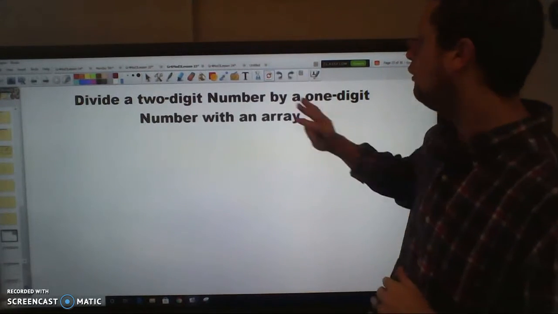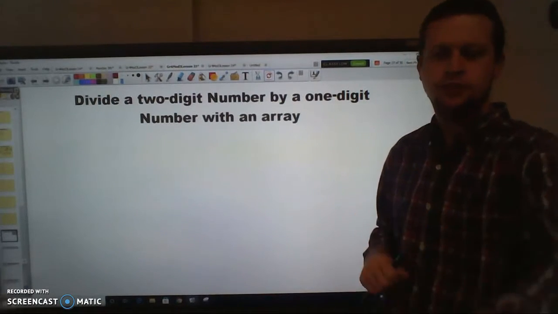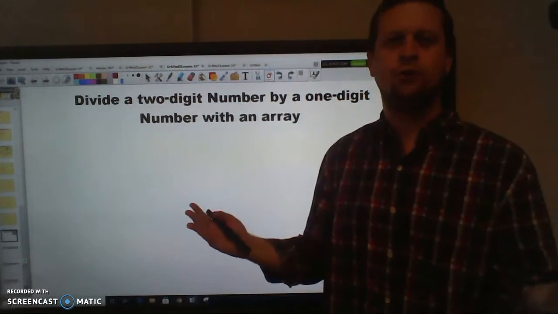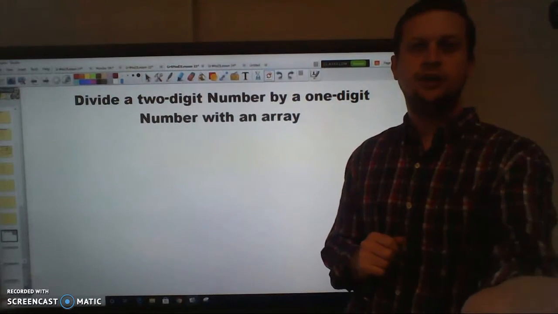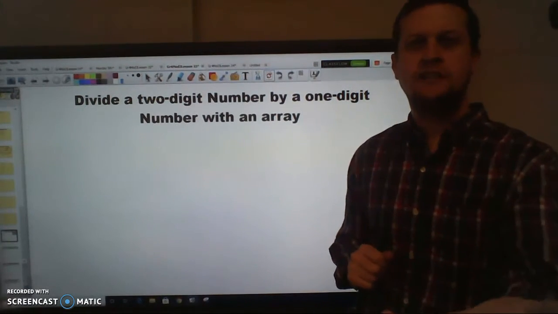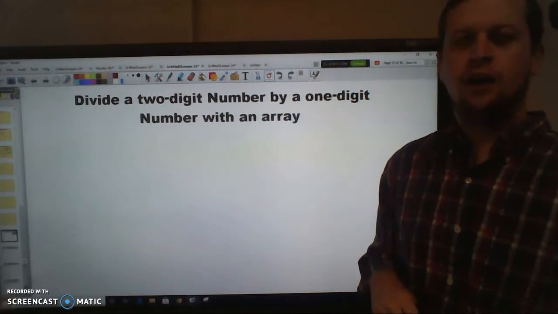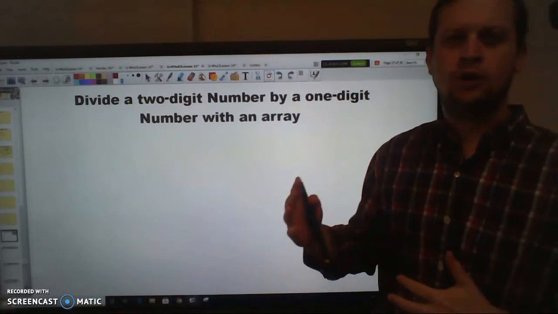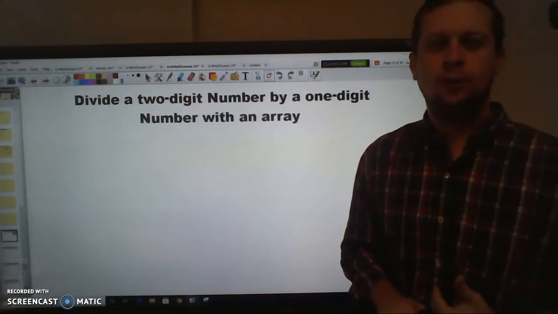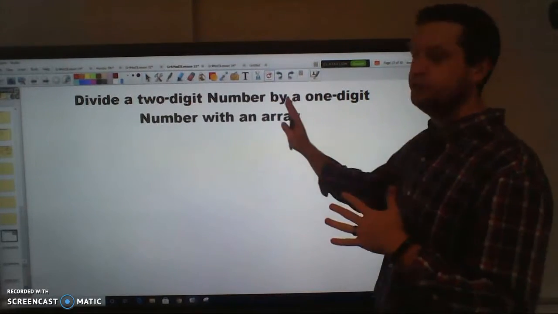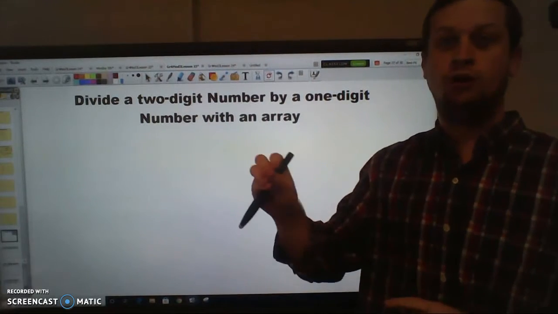So we're going to start off with dividing a two-digit number by a one-digit number using an array. We've used arrays before in math. You've used them probably even this year. We looked at arrays last week when we were looking at our factors and trying to figure out if numbers were prime or composite. So we're going to use arrays today to help us with our division. Now, eventually you don't want to use arrays because you'll have much bigger numbers and you don't want to have to draw all those things out.